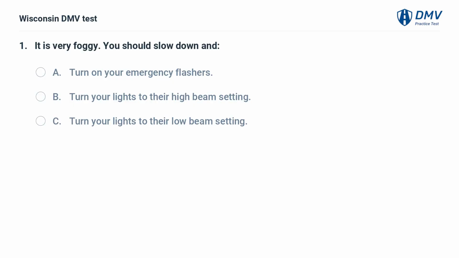It is very foggy. You should slow down and A. Turn on your emergency flashers. B. Turn your lights to their high beam setting. C. Turn your lights to their low beam setting.